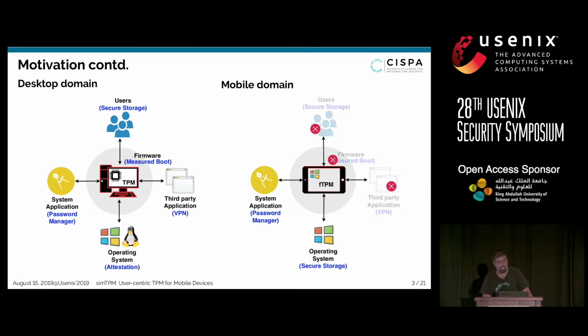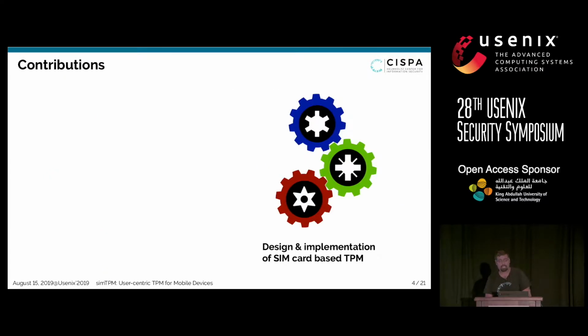But when we look at the mobile domain, the only available implementation of a TPM is Microsoft's fTPM, which is solely designed for Microsoft devices, catering only to system applications and the operating system. This creates a gap for the other stakeholders that are active in the domain. This motivates us to create a user-centric TPM for mobile devices, and we choose the SIM card as the representation of the users.